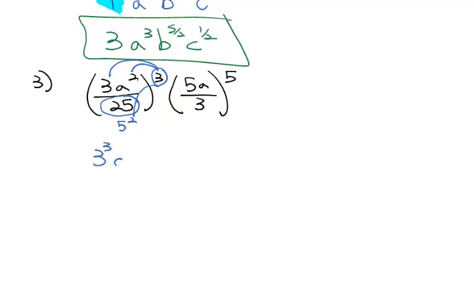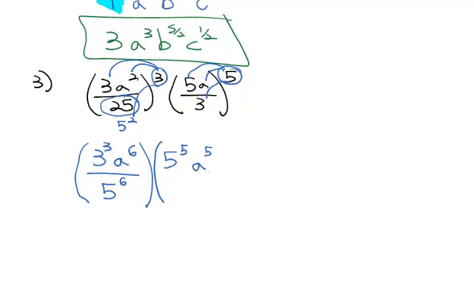3 to the 3rd, a to the 6th, over 5 to the 2 times 3 is 6th power. That is going to be multiplied by taking the 5 through onto each factor, 5 to the 5th power, a to the 5th power, over 3 to the 5th power. Now we can start to combine things together. First, let's look at the a's. A to the 6th and a to the 5th, we know we can add those exponents and get a to the 11th.